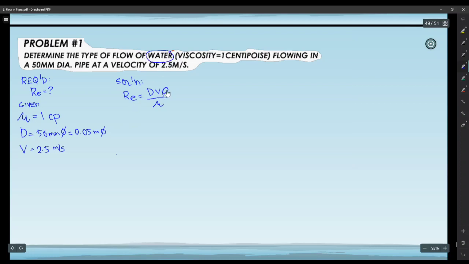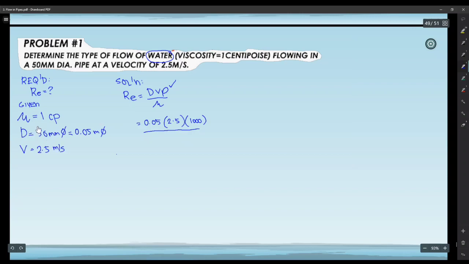Okay? In-specify naman dyan kung anong type ng fluid yung dumadaloy. So that is water, para malaman natin kung anong type ng rho yung gagamitin. Alam naman natin na ang rho for water is equals lang saan? Di ba equal siya sa 1,000 kg per cubic meter? Okay, so ilagay natin yung mga given. So this is 0.05, hindi ko na isusulat yung unit, times the velocity na 2.5 meter per second times rho, so that is 1,000 kilogram per cubic meter all over mu.